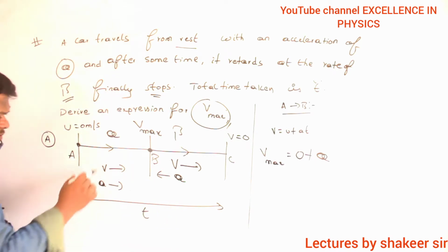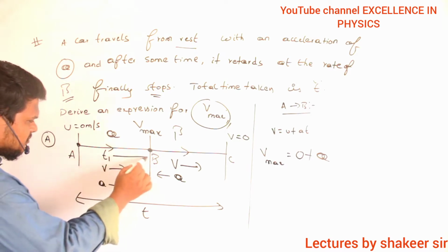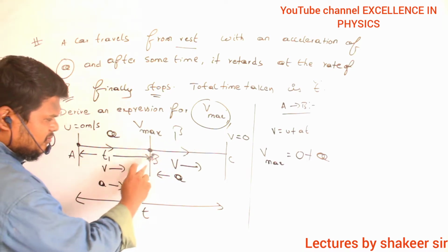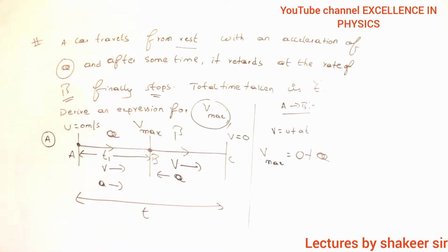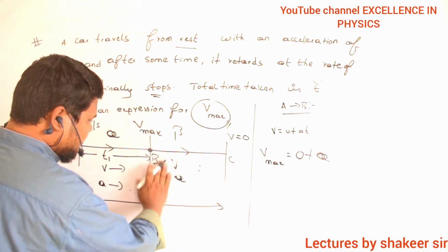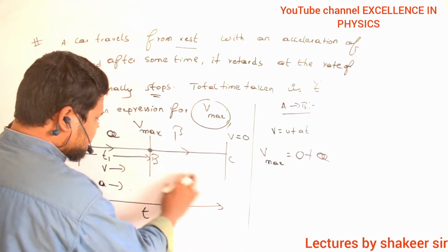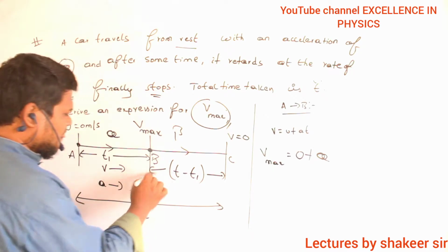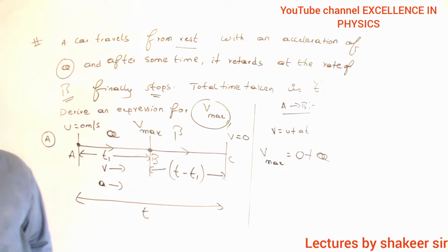So what I will do is assume some time t1. This is my assumption. I am assuming that the time taken between A and B is t1. Then what will be the time taken from B to C? Very good. Time taken from B to C will be t minus t1. How can you say it is t minus t1? Why can't I write t2?